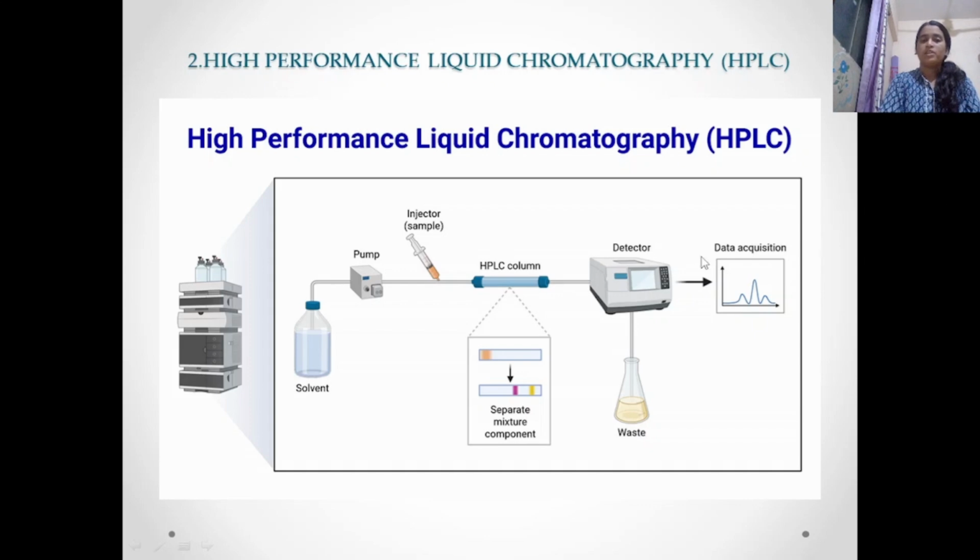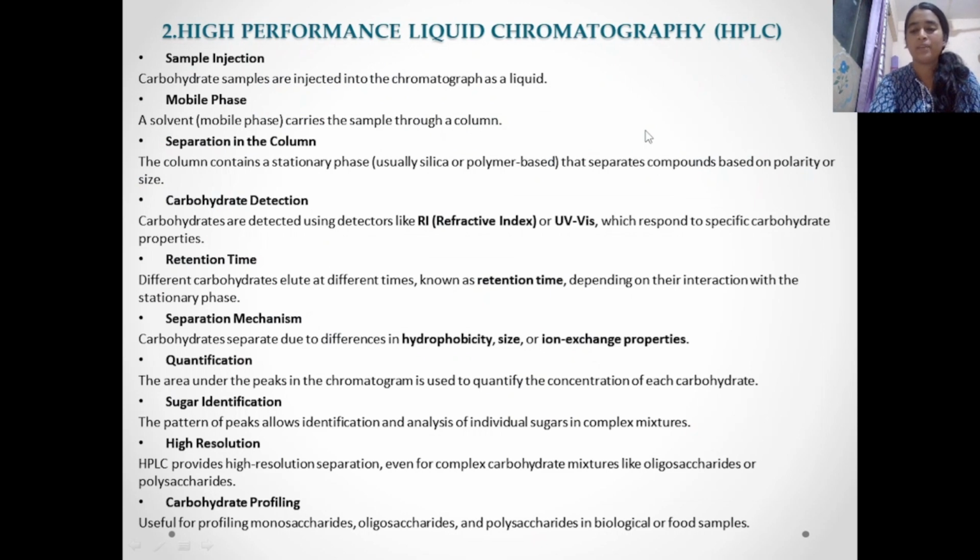The second method is HPLC, which is high performance liquid chromatography. This method is based on a chromatographic technique with two phases, the mobile phase and the stationary phase. The carbohydrate sample is released in the mobile phase, and according to its affinity with the stationary phase, it interacts at different levels with the stationary phase. We can then detect the carbohydrate using detectors like refractive index or evaporative light scattering detectors, called ELSD.